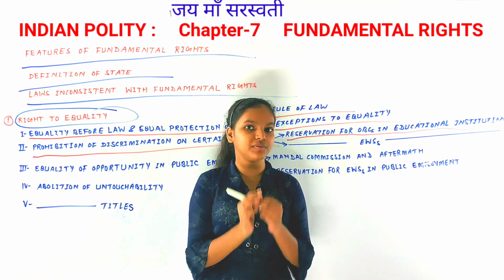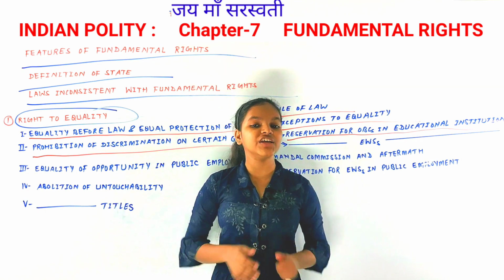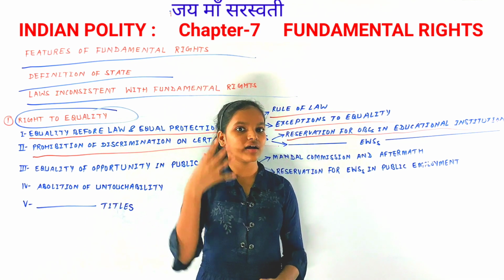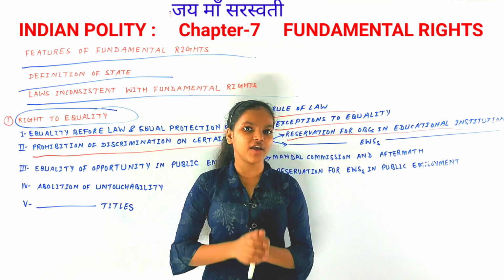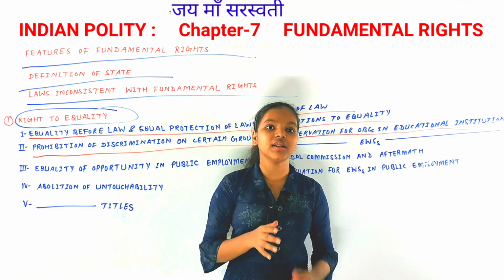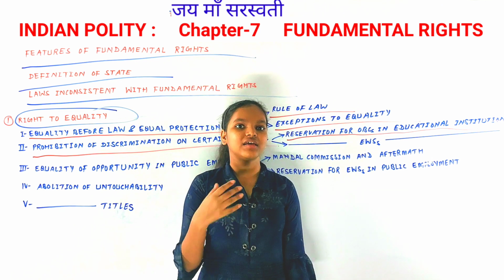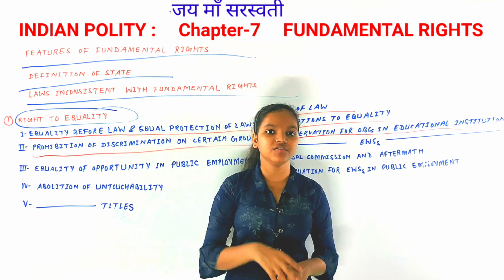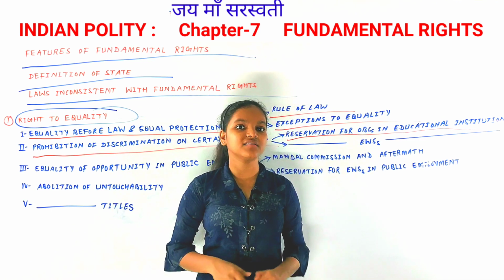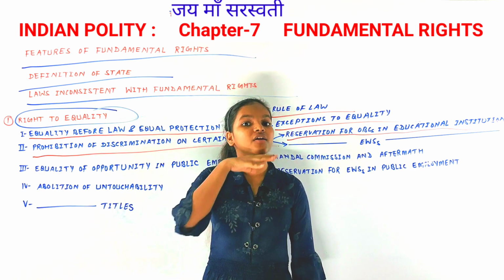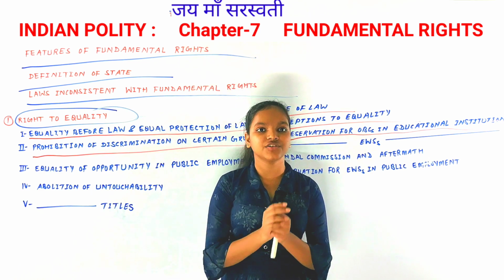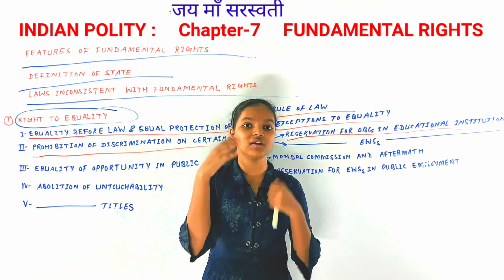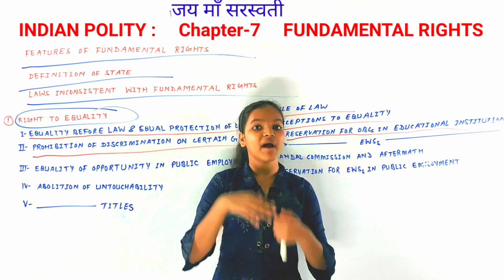that there is reservation for OBCs, other backward classes, in educational institutions. That was added by the 93rd Amendment Act of 2005, and after that the central government enacted a provision providing a quota of 27% reservation for OBCs in all educational institutions, including Indian Institutes of Technology and Indian Institutes of Management.